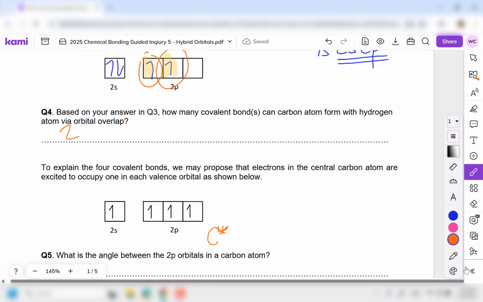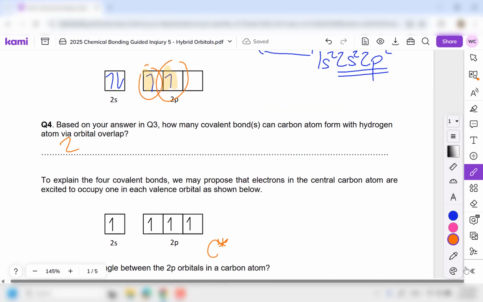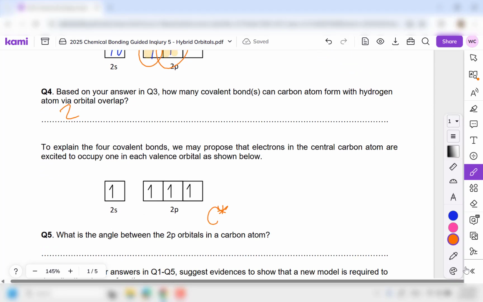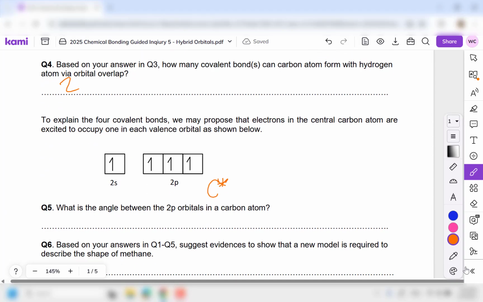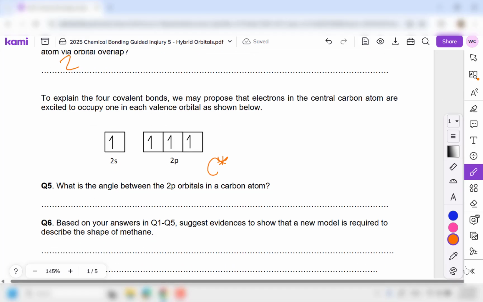So we're going to propose an excitation model where one of the electrons in 2s is excited to the 2p. So all are singly occupied. Question 5 is asking you what is the bond angle between the 2p orbitals in carbon. You know that the p subshell has 3 orbitals.